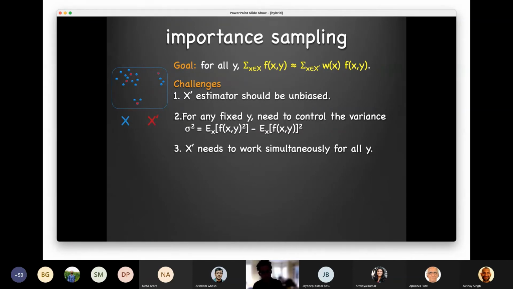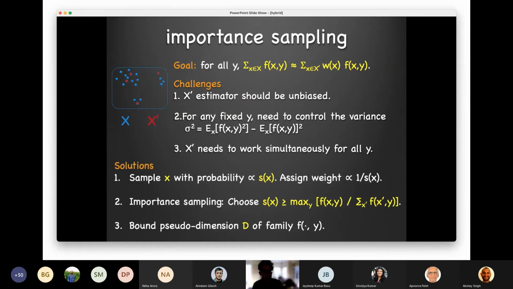And so that's kind of the third challenge. The solutions to these are, the first one is the basic idea of importance sampling, which is if you take x with probability proportional to s of x, the weight should be inverse in that. So if you boost the probability at some point, you should put down the weight by a corresponding amount. That's how you get it to be unbiased.